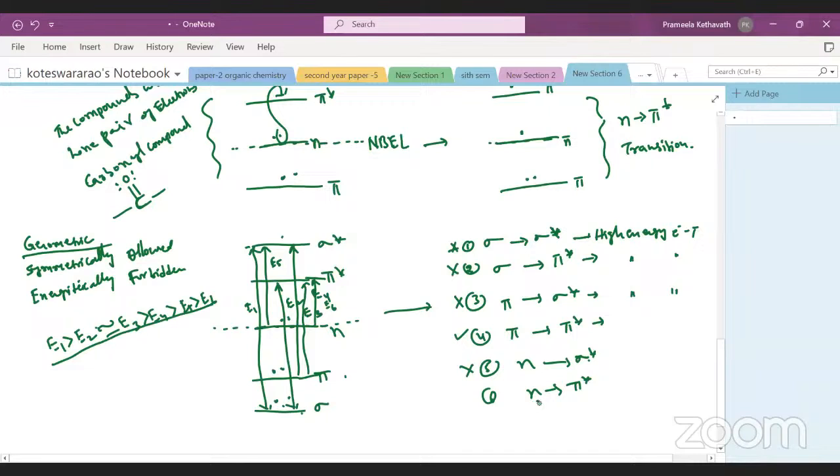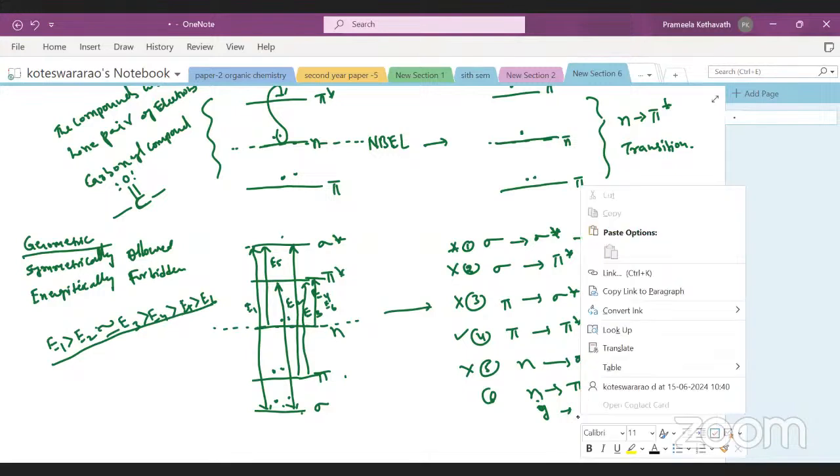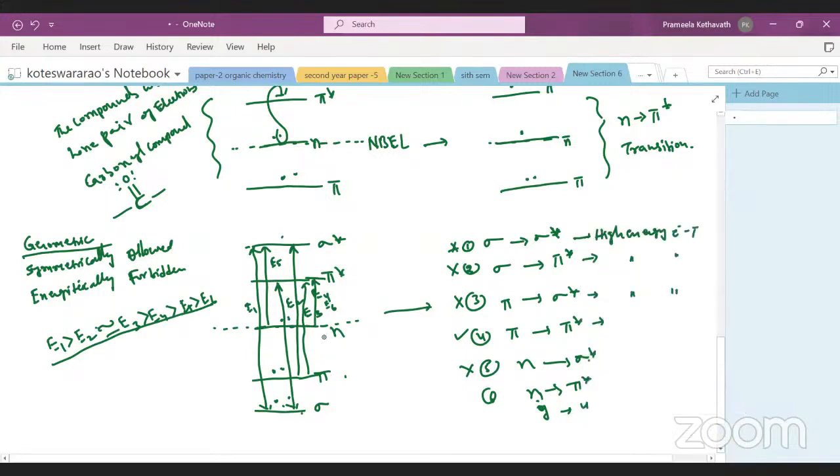And here, this is the zeroed symmetry and this is the unzeroed symmetry. Both have different symmetries. However, the energy is allowed. Simply we provide a little energy to get excited to the pi star. The n electron gets excited to pi star. Therefore, energetically it is allowed, but symmetrically forbidden.